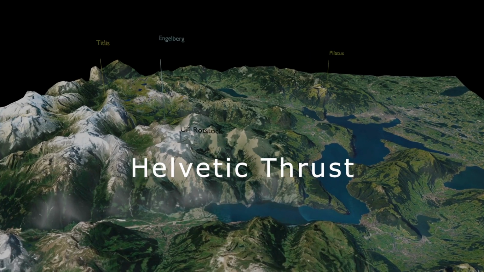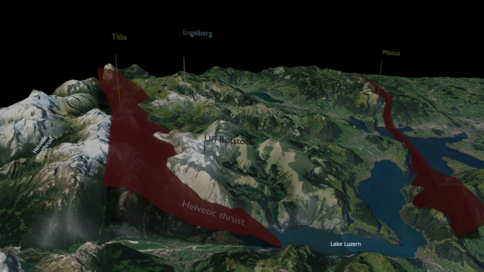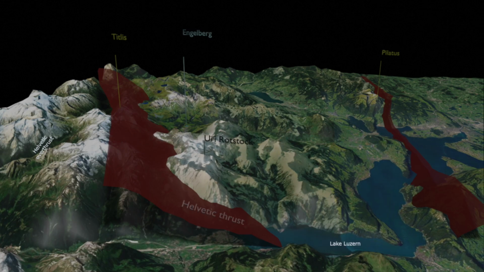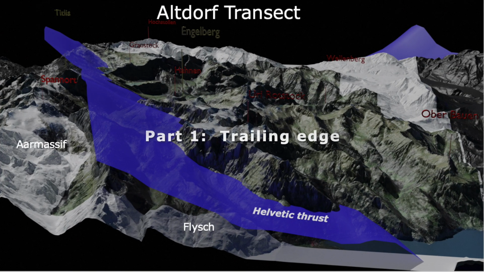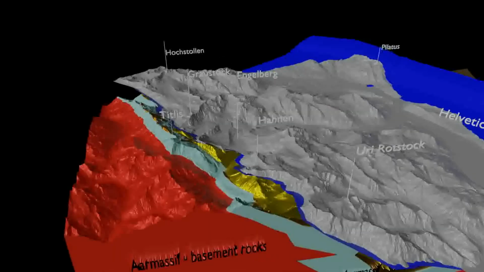Let's explore now the Helvetic Thrust, a remarkable geological feature where the 10 km thick stack of Helvetic rocks was pushed 30 km northward. At its trailing edge, the sharp, narrow planar overthrust is visible for several kilometers, offering a vivid window into the immense displacement it represents. Helvetic sediments have been thrust over the Aar Massif and lie today on the deep marine turbidite of the Flysch basin, sediments sourced from the rising Alpine mountains.